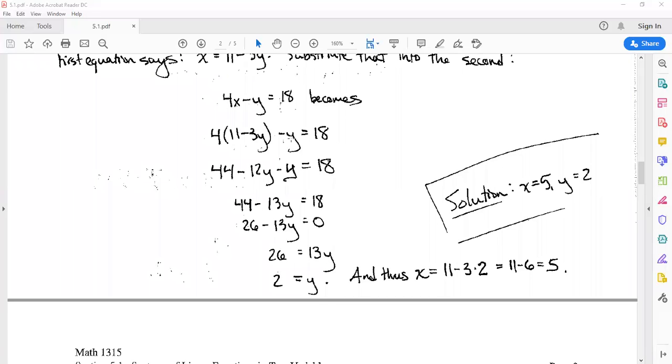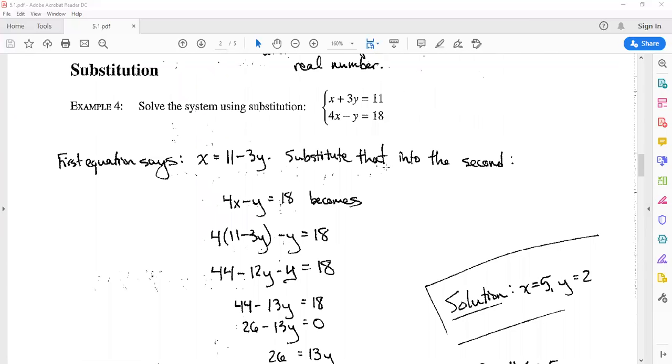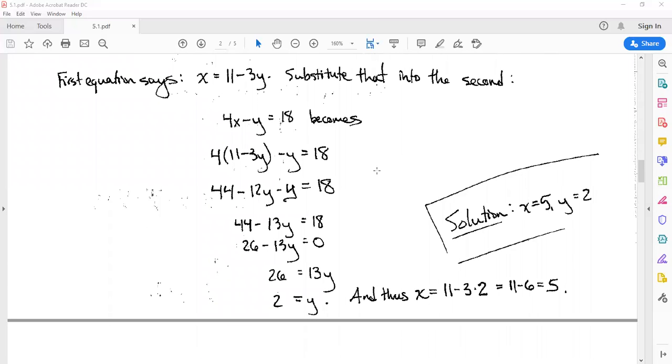Okay, and there is another method by which we will solve systems of equations that you may like better, but I don't know. I think substitution is about as good as it gets most of the time.